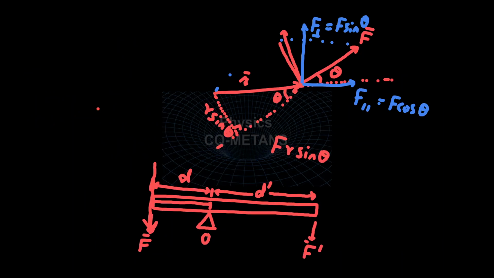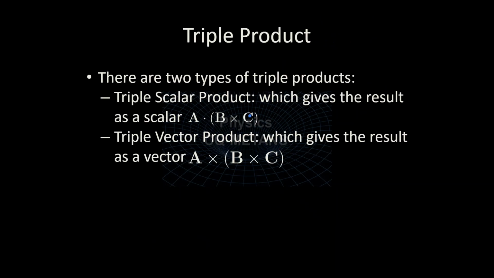Next we move on to the triple product. Now triple, as the name suggests, is something of three quantities. So triple product means I will have, since we are dealing with vectors, three vectors, A, B and C. Now there is a product, so I should have either a dot or cross product and it will give me some result.